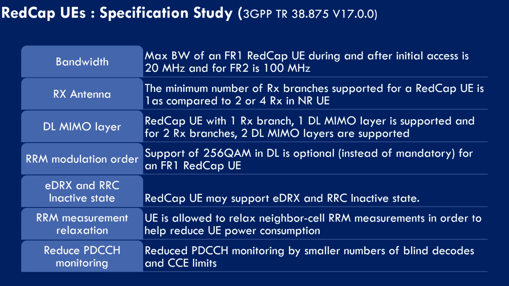The minimum number of RX branches supported for a RedCap UE is 1 as compared to 2 or 4 RX branches in NR UE. A RedCap UE with 1 RX branch will support 1 downlink MIMO layer, while a RedCap UE with 2 RX branches will support 2 downlink MIMO layers. Support of 256 QAM in downlink is also optional for an FR1 RedCap UE.